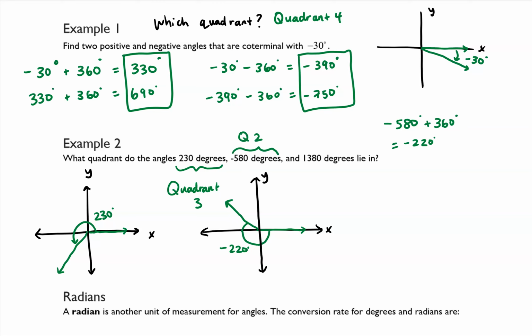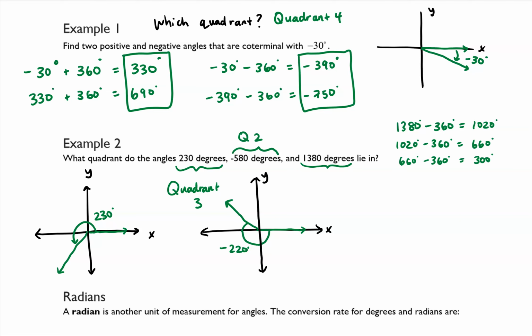Okay, last one, we have 1380 degrees. I'm going to work with coterminal angles again. So 1380 degrees, if I subtract off a rotation, that's going to give me 1020 degrees, and then I'm going to subtract off 360 again. And if I do that, that gives me 660 degrees. And then if I do it again, that gives me 300 degrees.